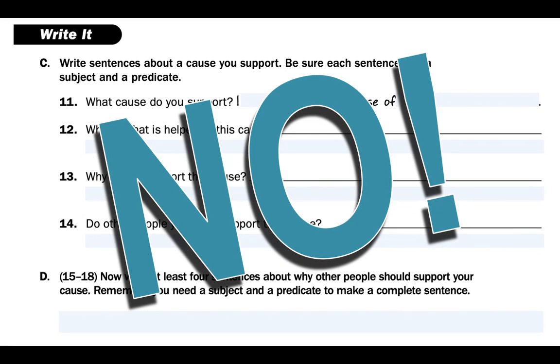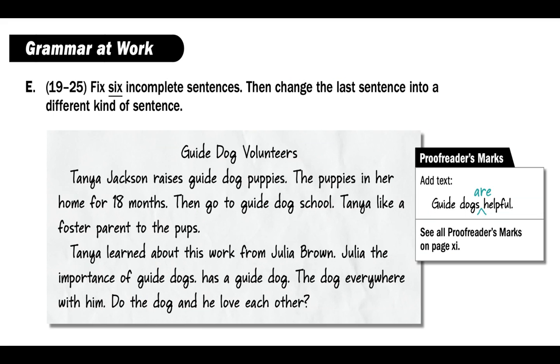We are not going to complete parts C and D today, but we will continue with grammar at work. Exercise E for questions 19 through 25 says fix 6 incomplete sentences, then change the last sentence into a different kind of sentence.